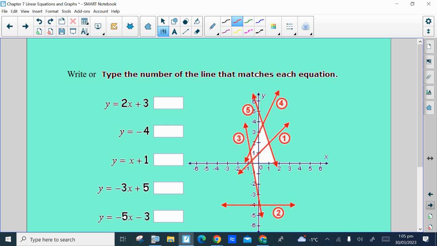So which line number matches each equation? The first equation is y equals 2x plus 3. What do we know about that line? And these are all lines because there are no exponents. So what do we know about that line, Brock? 2x plus 3. But what do we know about that line? And then we'll get to what the correct answer is. Plus 3, and what's the slope?